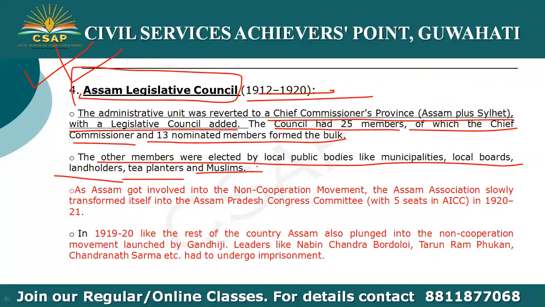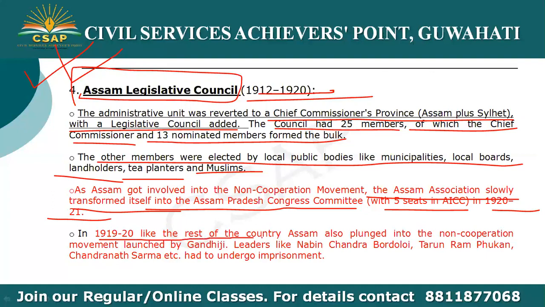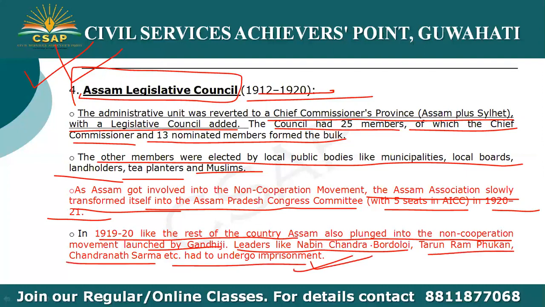As Assam got involved in the non-cooperation movement, the Assam Association slowly transformed itself into the Assam Pradesh Congress Committee, with 5 seats in the All India Congress Committee in 1920-21. So in 1920, like the rest of the country, Assam also jumped into the non-cooperation movement launched by Gandhiji, and very prominent leaders like Nobin Chandra Bordoloi, Tarun Ram Phukan, Sonanath Sharma had to undergo imprisonment.